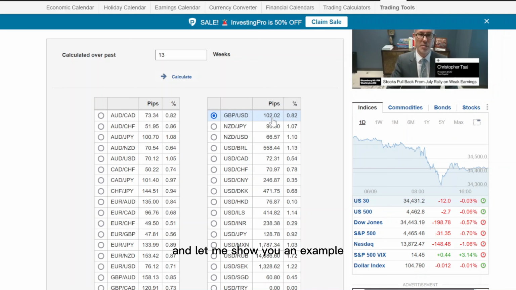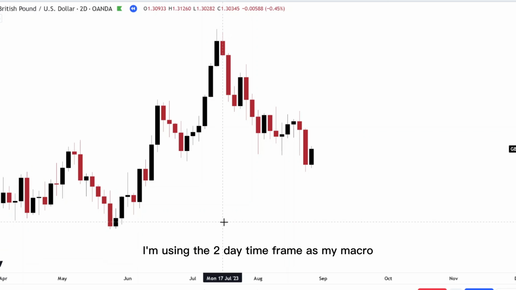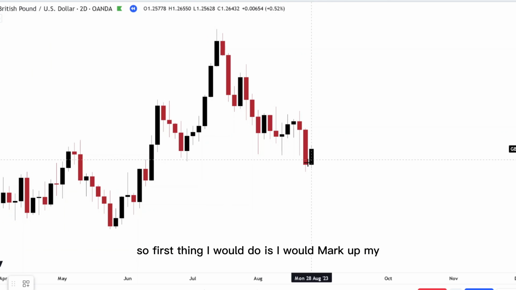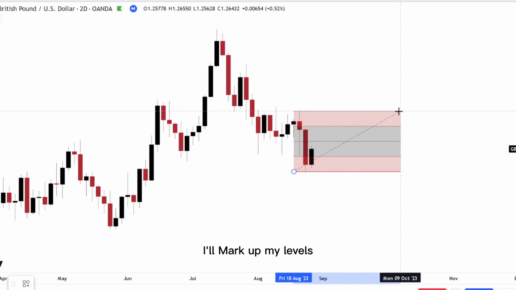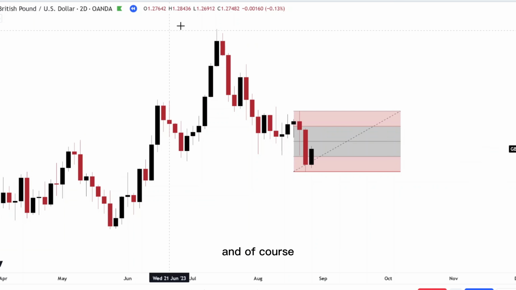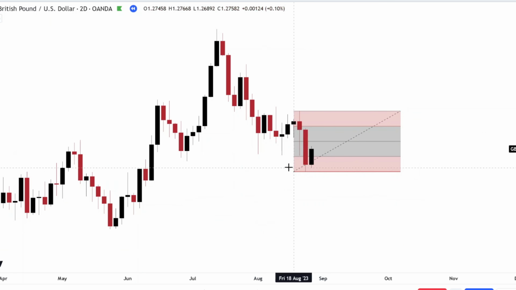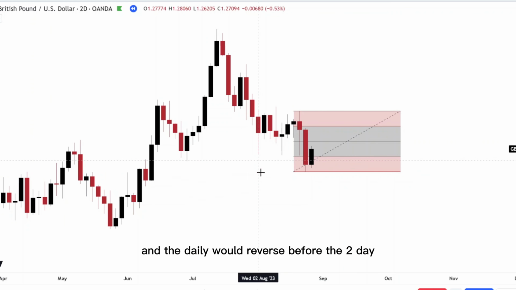And let me show you an example. Trading GBP USD, due to the volume, I'm using the 2-day time frame as my macro. And the first thing you see is a bearish time frame. So I know it's in my best interest to be a seller. So first thing I would do is mark up my danger zones. I'll mark up my levels where I can anticipate the order flow to start reversing. And of course, if you're using the 2-day time frame, price will start reversing at an earlier time frame. Of course, a 4-hour would reverse way earlier than the daily, and the daily would reverse before the 2-day.